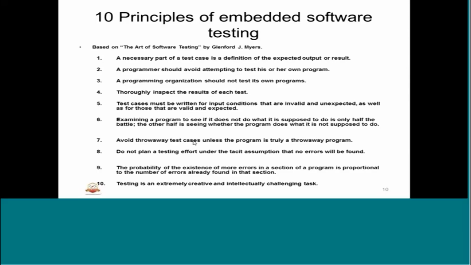The probability of the existence of more errors in a section of a program is proportional to the number of errors already found in that section. This is a very interesting principle. It is always proven. I have seen this. Say I have source code of 1000 lines, and I found some 20 bugs initially, and at the end of the test of these 1000 lines, I found 100 bugs. Definitely, those 80 bugs could be based on the 20 bugs which I found in the initial stage. So there is a proportionality: already found errors could result in more errors being unearthed.